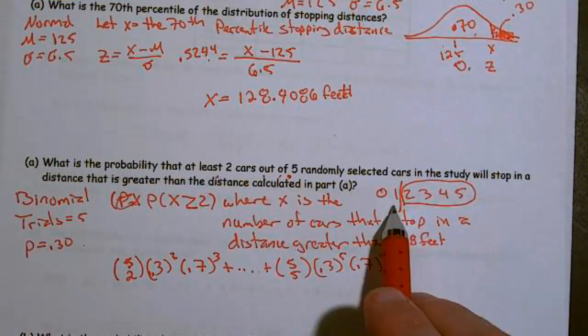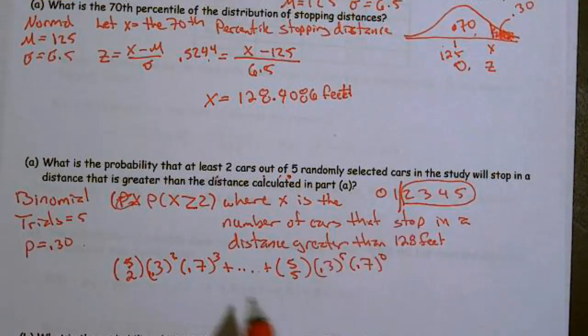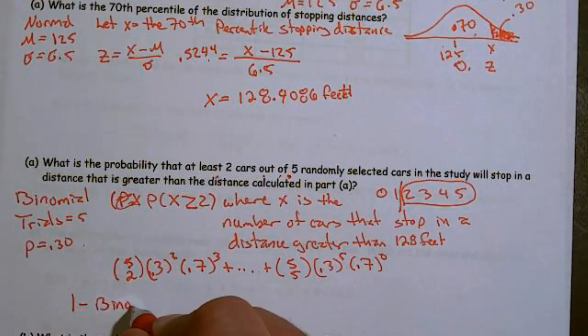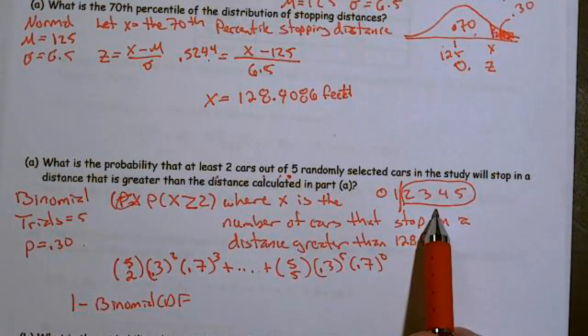Now, we always subtract out what we don't want. So on the calculator, we're going to go 1 minus binomial. We know it's a CDF. The reason it's a CDF is we had more than one value circled.